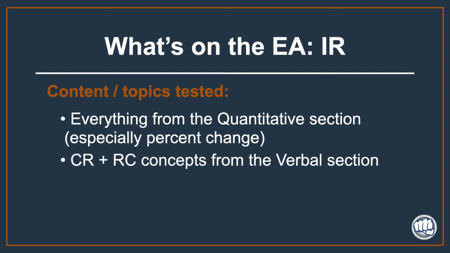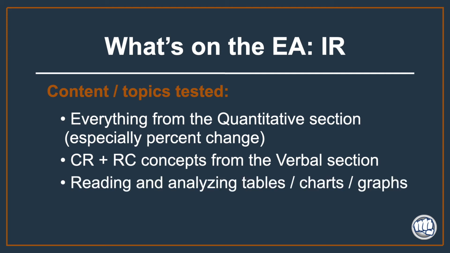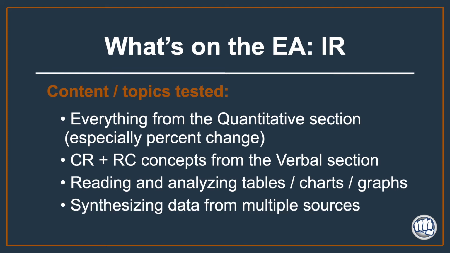And likewise, really everything you're learning for critical reasoning, that's what CR means, and RC, reading comprehension, from the verbal section will help you do well on integrated reasoning as well. Reading for big pictures, seeing how different things relate to one another. Reading and analyzing tables, charts, and graphs, synthesizing data from multiple sources. And I say correlation, sometimes you get scatter plots and you need to see how data is related. Are they correlated positively or negatively?